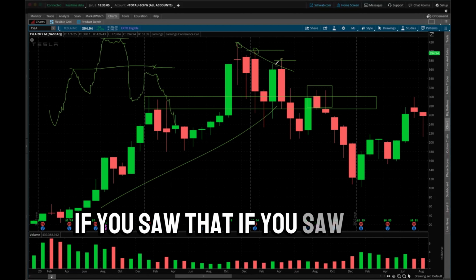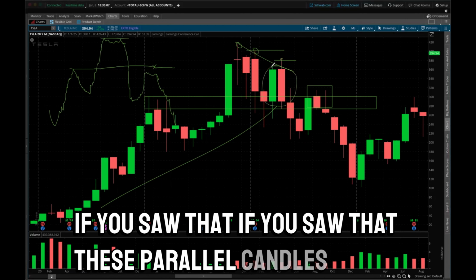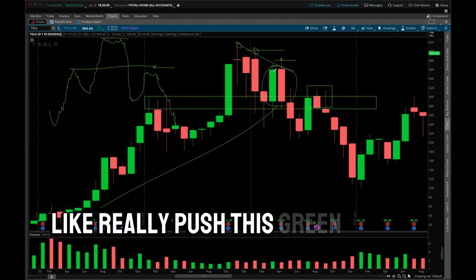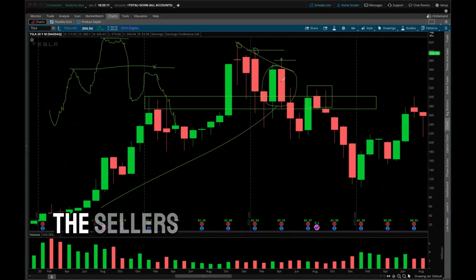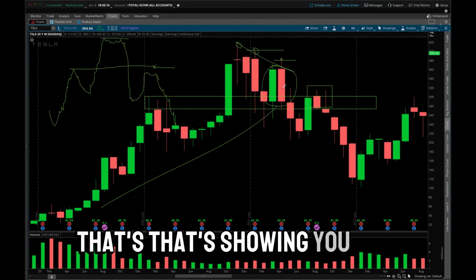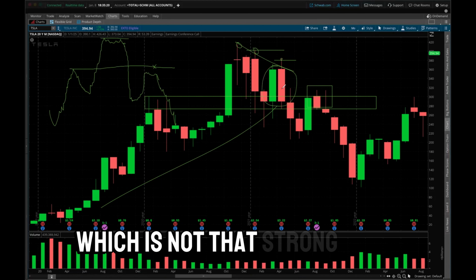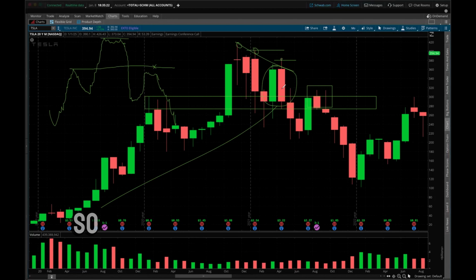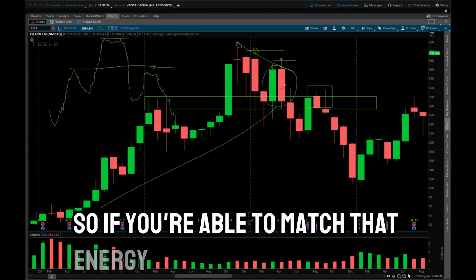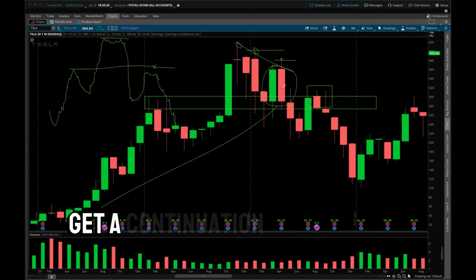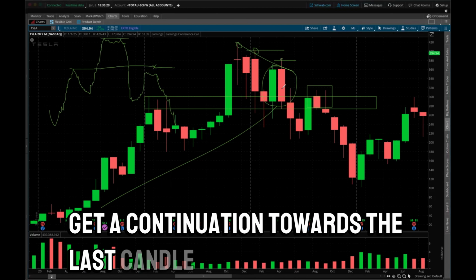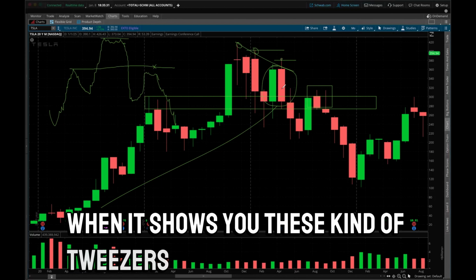These parallel candles, you see how the bulls really push this green candle up, and then immediately the sellers match their energy on the downside. That's showing you how strong the bulls are, right? How strong the greens are, which is not that strong. So if you're able to match that energy, you're most likely going to get a continuation towards the last candle when it shows you these kind of tweezers.